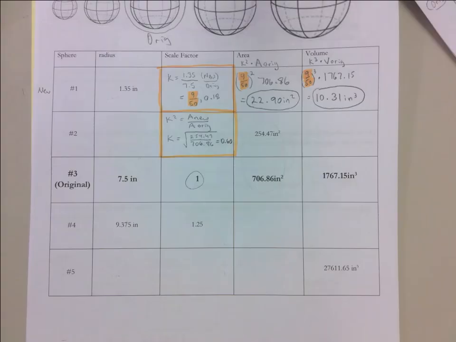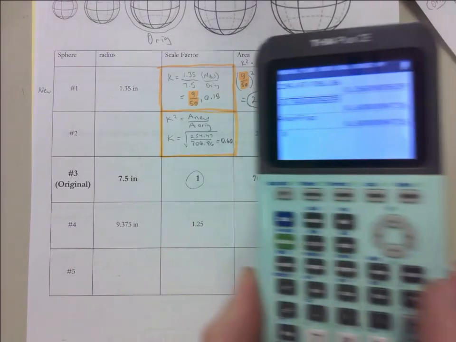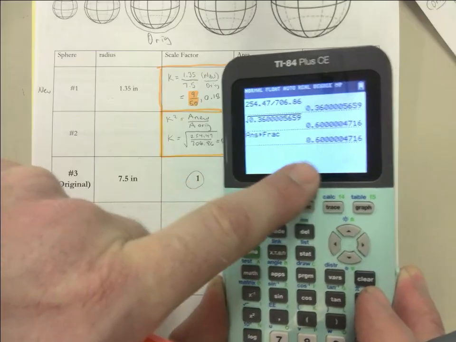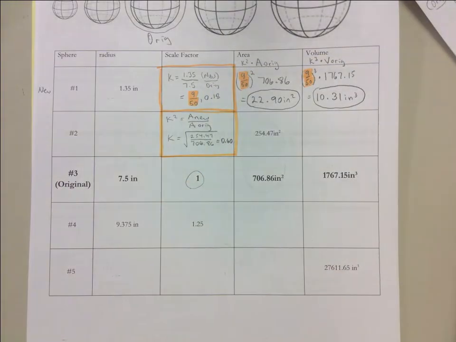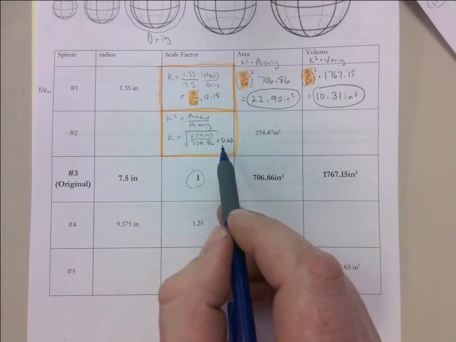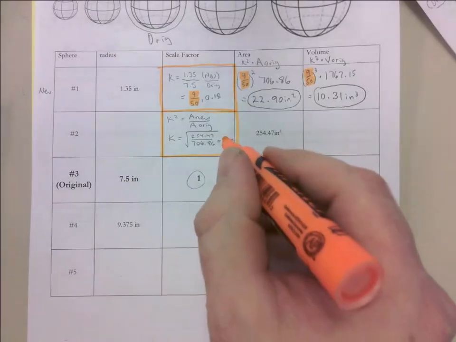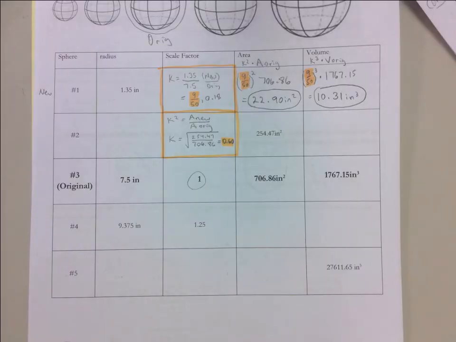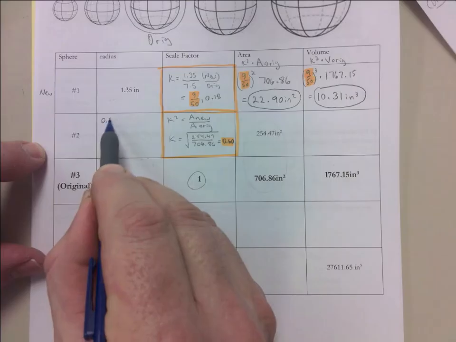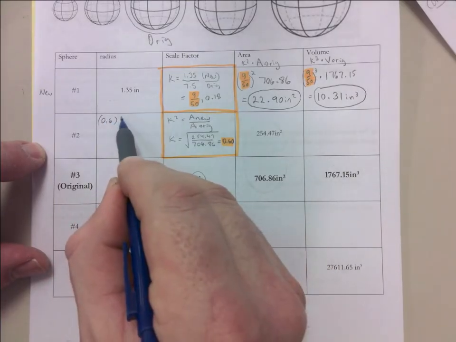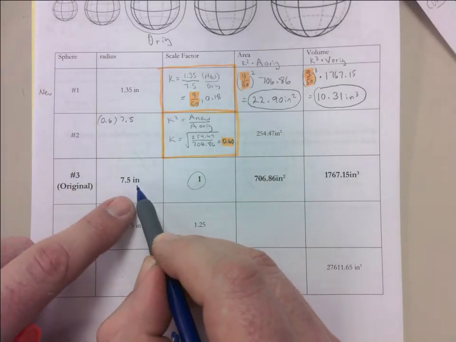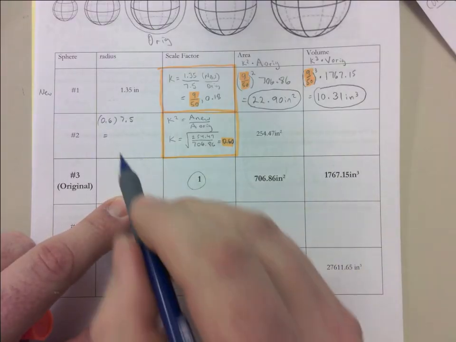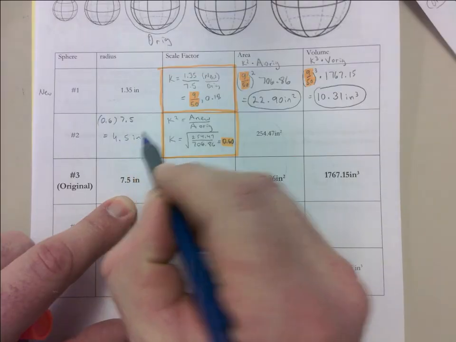I'm going to try to do the fraction, but it doesn't let me. I just get the same answer again. I tried to turn that into a fraction. I couldn't do it, so I have to just use that. Once you have this, now you fill in everything else using that pattern, that shortcut. I'll go 0.6 times the radius that I had on the original. That gives me 4.5 inches.